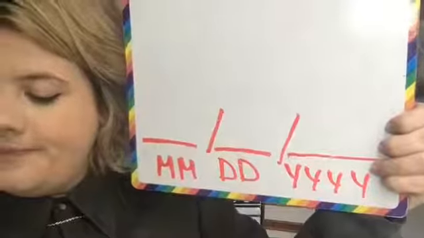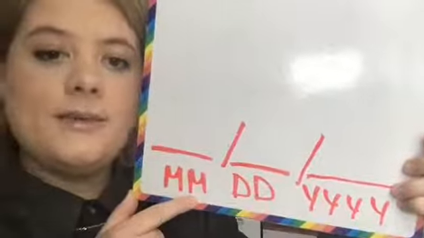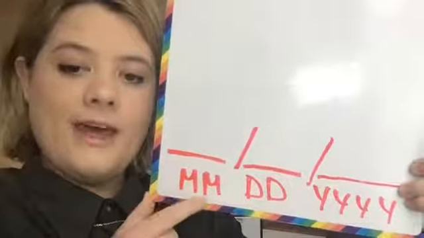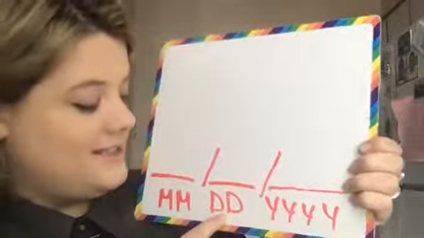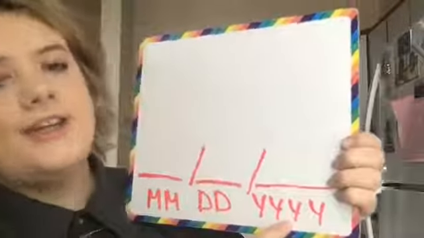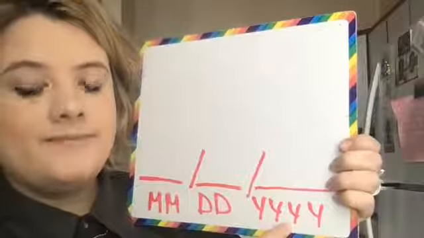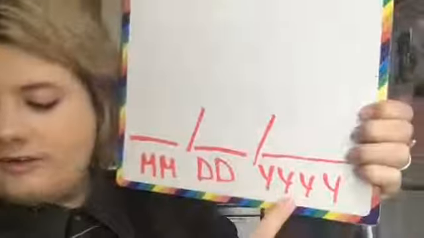All right. Let's look at a new way to write the date. MM is month. DD is day. YYYY is year. Year. Month. Day. Year.